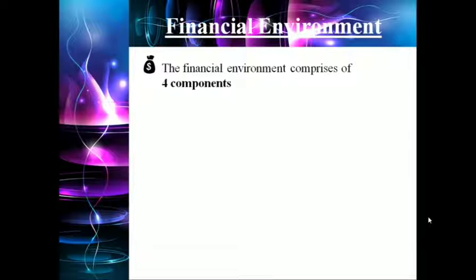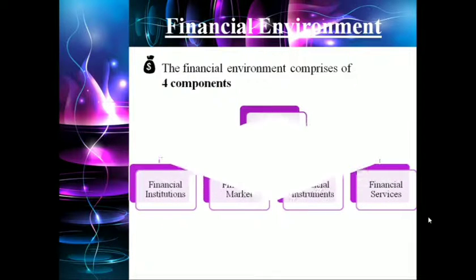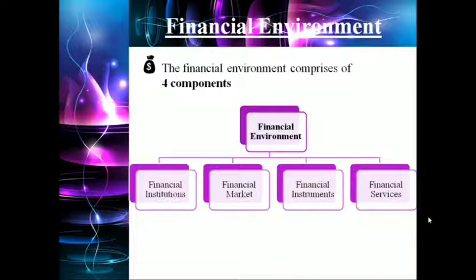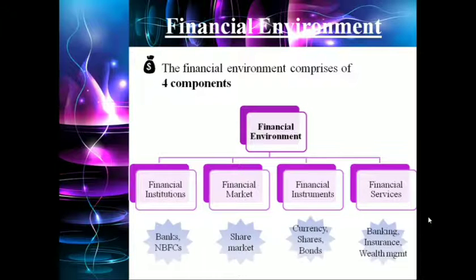So moving on to the introductory part for financial environment. There are basically 4 components of financial environment: financial institutions, financial market, financial instruments and financial services. Financial institutions basically comprise banks, non-banking financial companies, etc., while financial market comprises the share market. Financial instruments are currency, shares and bonds, while financial services encompass banking service, insurance service, wealth management service, etc.